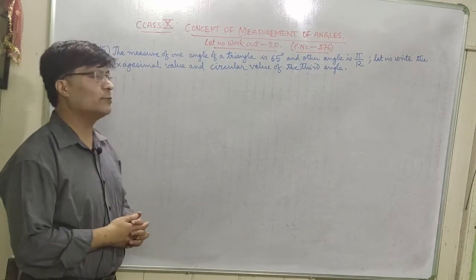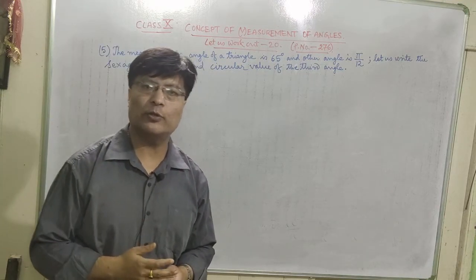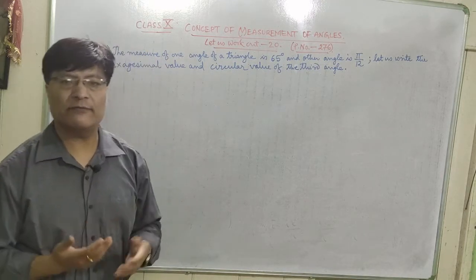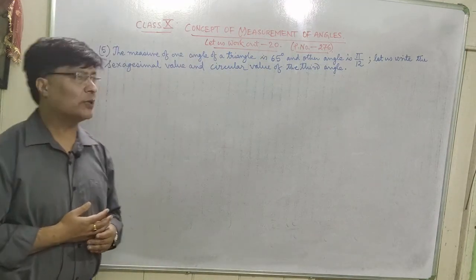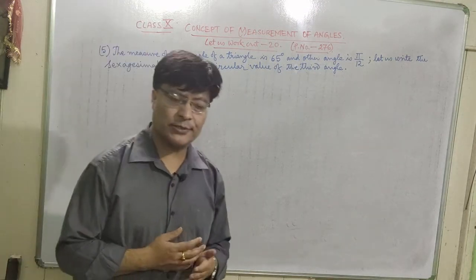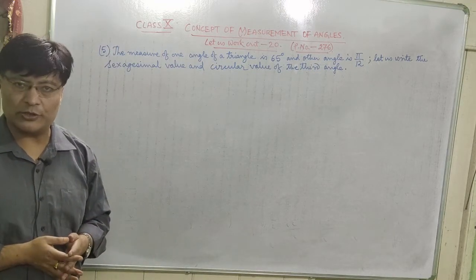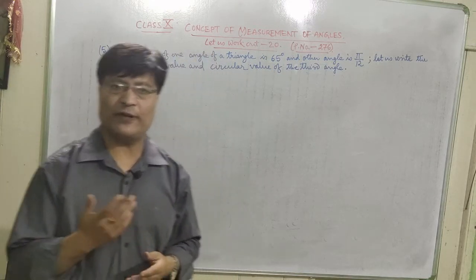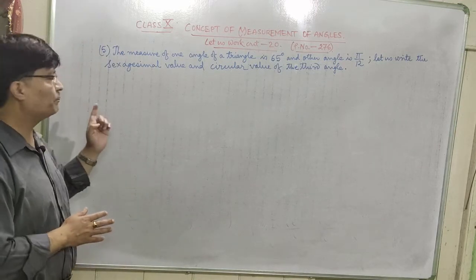So now I am doing class for class 10. Today's topic is the same topic that we were doing in the last online class, that is the concept of measurement of angles from trigonometry. Today we will continue this chapter. Let us work out exercise 20, page number 276 from the book Ganit Prakash for class 10 by West Bengal Board of Secondary Education. Let's do question number 5. In the last online class we finished question number 4. Let's do question number 5 now.